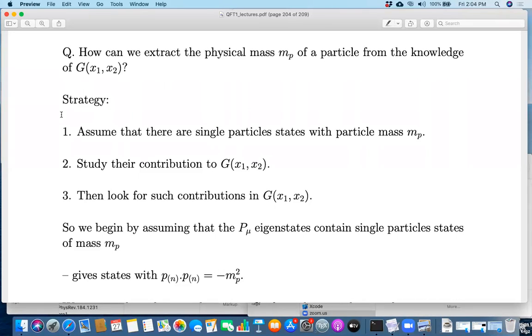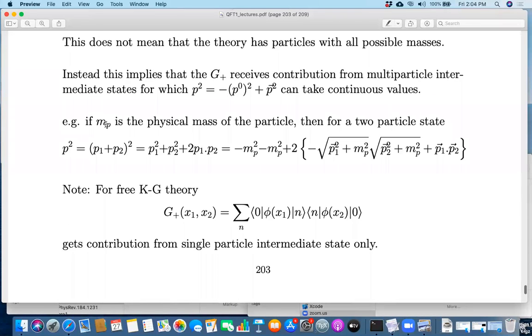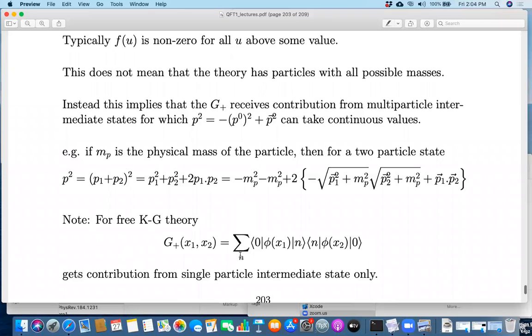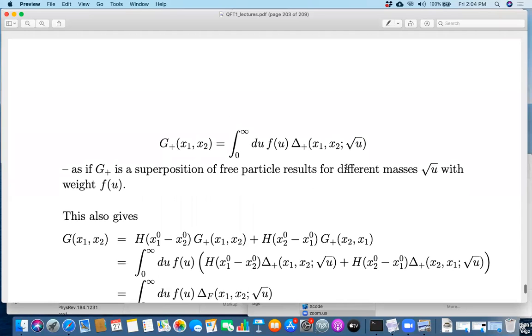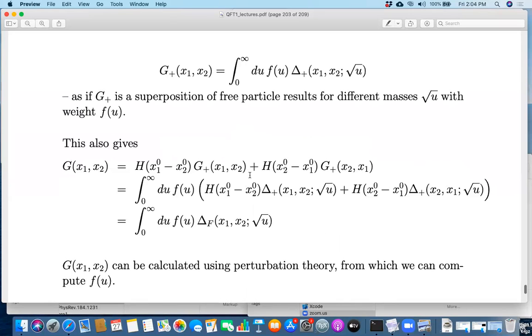So the strategy that we are going to follow is the following. So far we have been completely general. We have not made any approximation anywhere. The form that we have gotten is completely general. We haven't made use of perturbation theory, or of whether the intermediate states that contribute are single particle states or multi-particle states, or don't even have a particle interpretation. This is always the general formula for G(x1, x2).